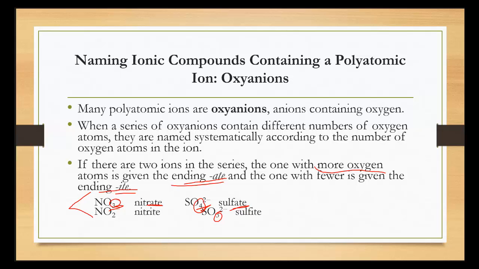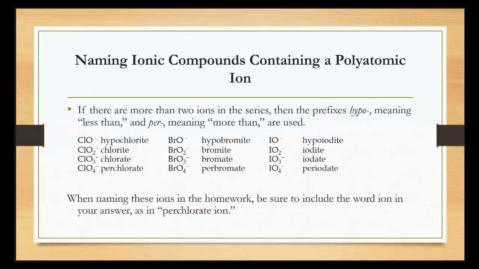If there are more than 2 ions in a series, then the prefixes hypo, meaning less than, and per, meaning more than, are used. So here is the original 2. ClO2 is "ite," ClO3 is "ate" because it's more. If we go more than that to ClO4, it's perchlorate. If we go less than that to only 1 oxygen, it's hypo, for less than chlorite.